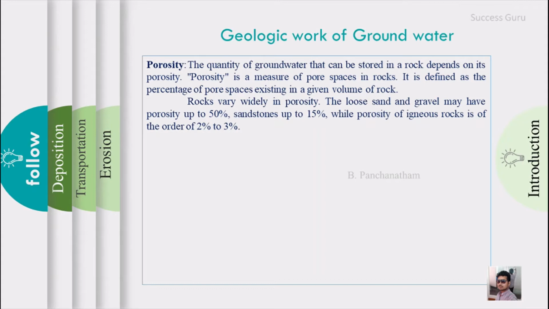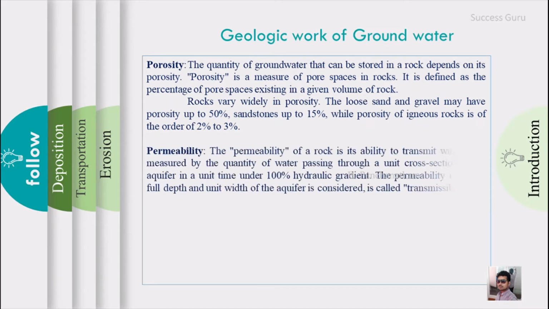The rocks vary widely in porosity. Loose sand and gravel may have a porosity up to 50%, whereas sandstone may have up to 15%, while the porosity of igneous rock may be in the range of say 2 to 3%. The next term is permeability, that is the ability to transmit water through a rock, which can be termed as the permeability.